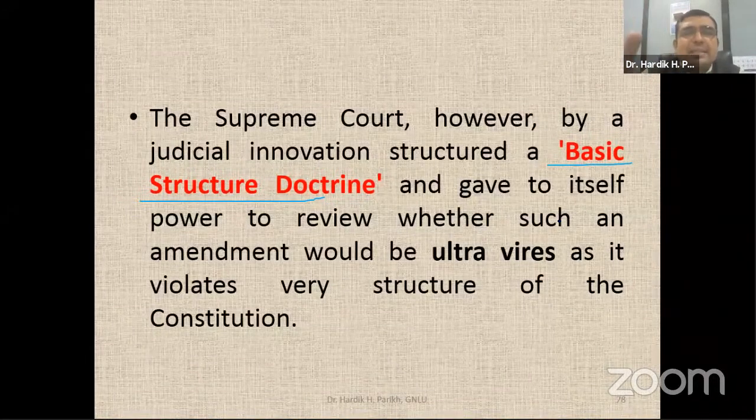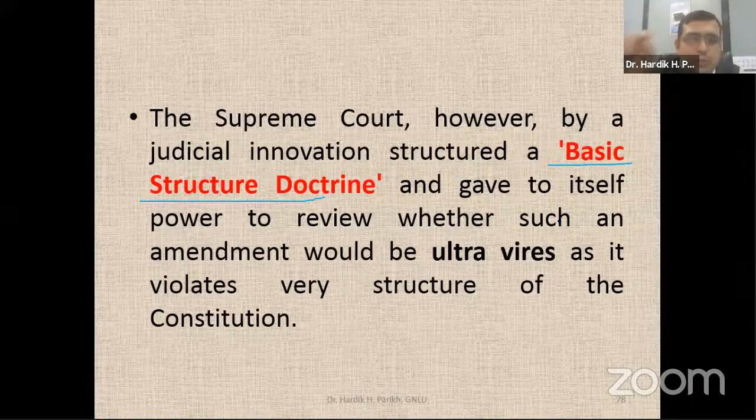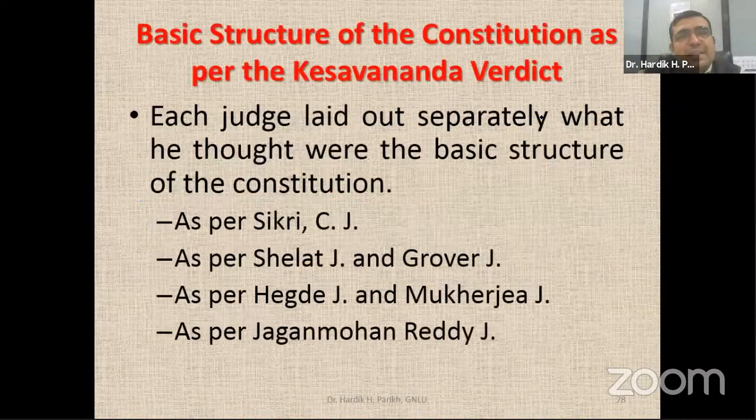So the crux is this: the basic structure doctrine was given, and it was held that Parliament has unlimited power to amend the constitution. A constitutional amendment shall not be considered an ordinary law, so it shall be considered valid. It may affect fundamental rights also, but it should not disturb the basic structure of the constitution. And what is the basic structure?